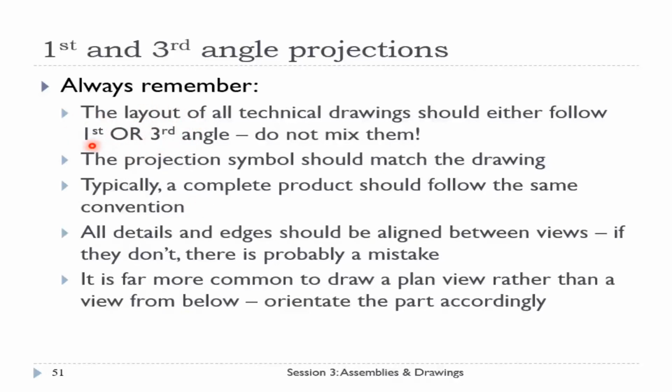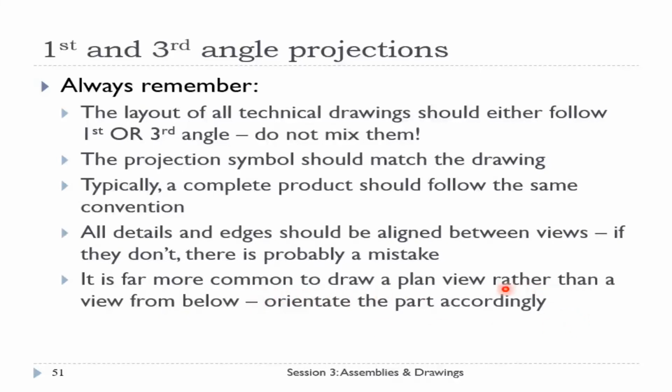So ideally, when you're doing your Stirling engine drawings, you must choose either first angle or third angle. It's not ideal to make some of the drawings in first and the others in third angle. It would be good to keep one method in all drawings. All details and edges should be aligned between views. If they don't, there is probably a mistake. As it's projected from top to bottom and right to left, you must ensure that the edges align between the views.